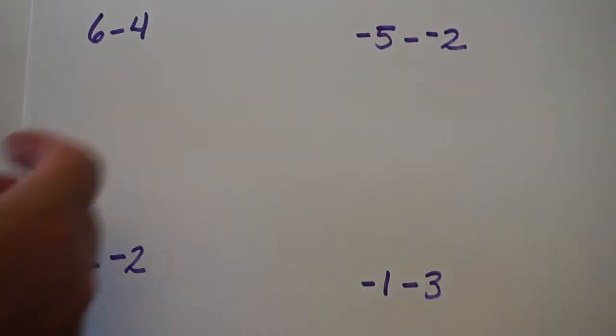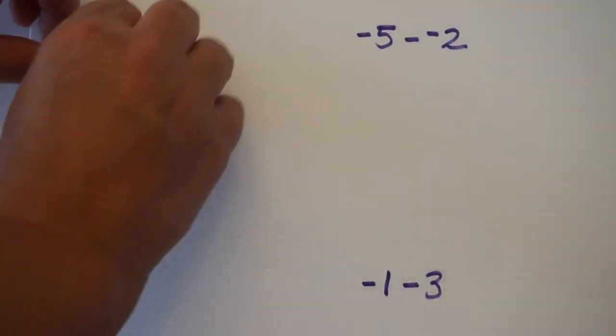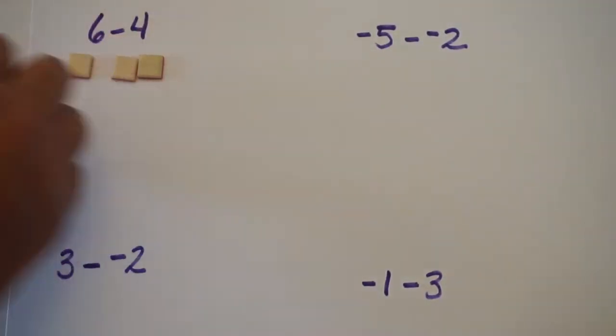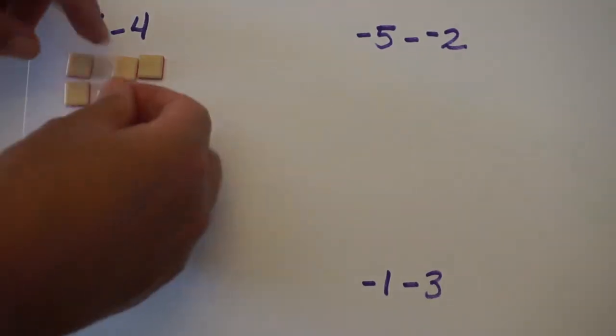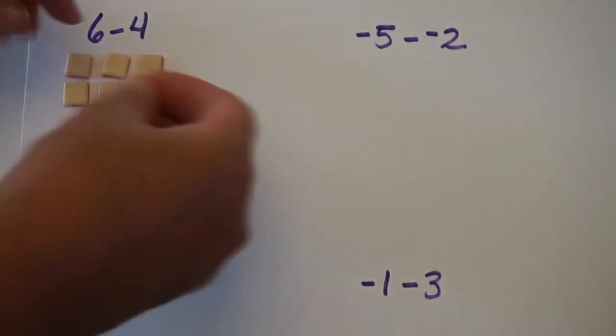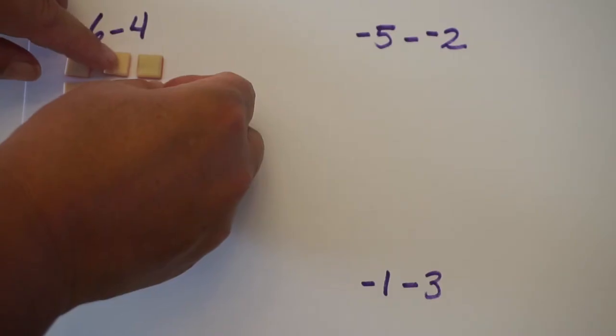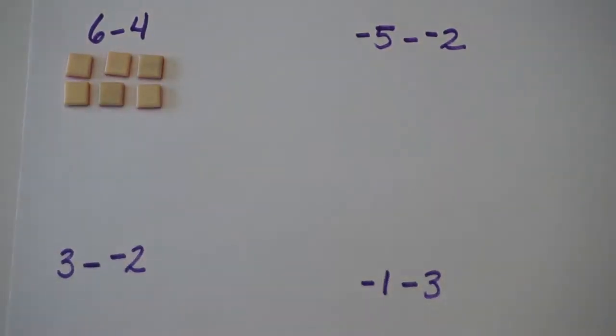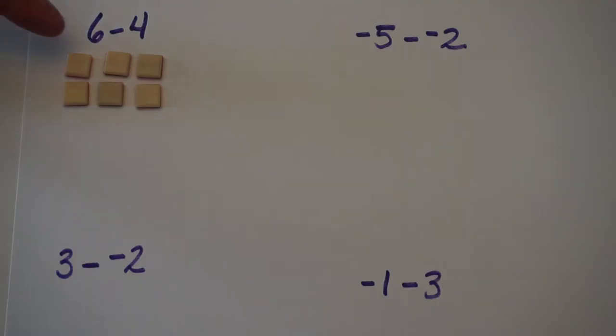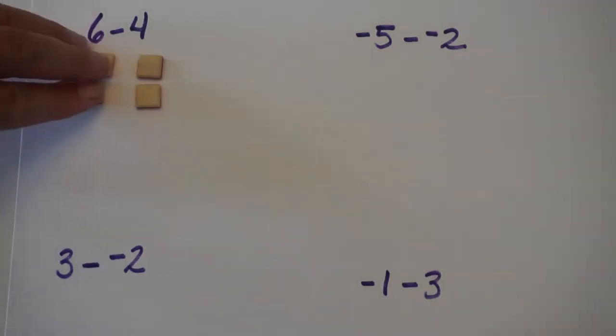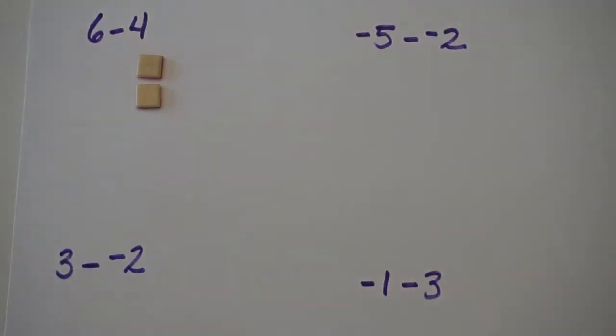If I want to do 6 minus 4, I will create a set of 6. We represent the first number in the subtraction problem with a set representing that number. So I have the 6, and then minus is takeaway. So I'll be subtracting 4 from this set. 1, 2, 3, 4. And what remains is the result. So 6 minus 4 is equal to 2.